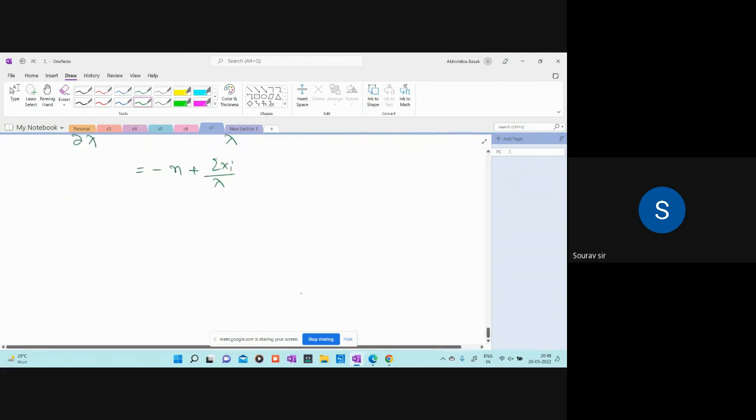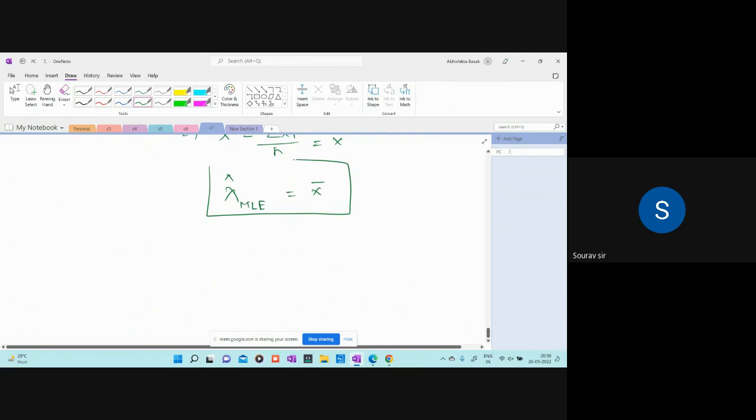Then what we have to do? We have to equate this first order derivative of the log likelihood with 0, and we will be getting minus n plus summation xi by lambda equals 0. That means lambda is equal to summation xi by n, that is equal to x bar. This value we call lambda hat MLE, which is equal to X bar.